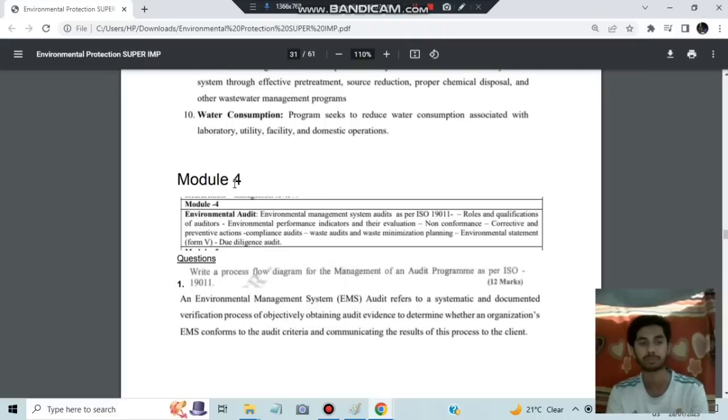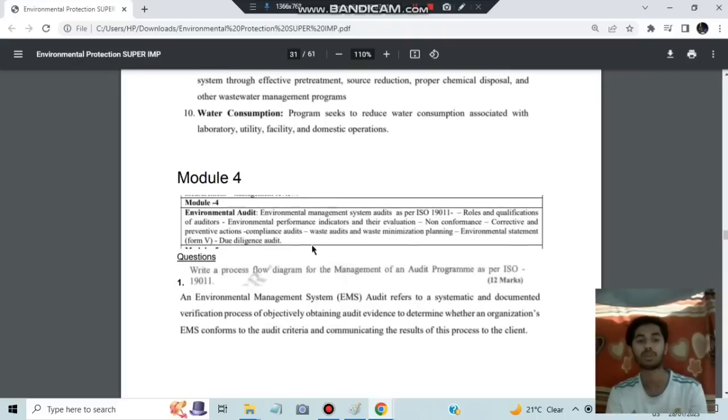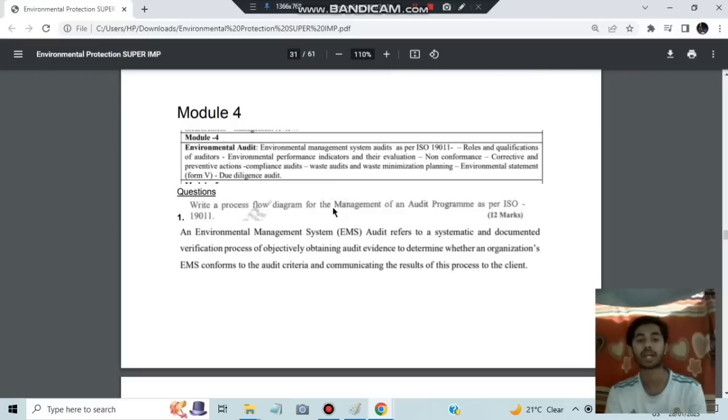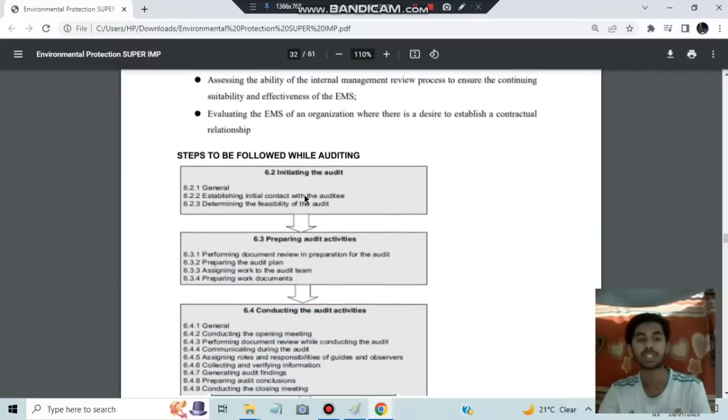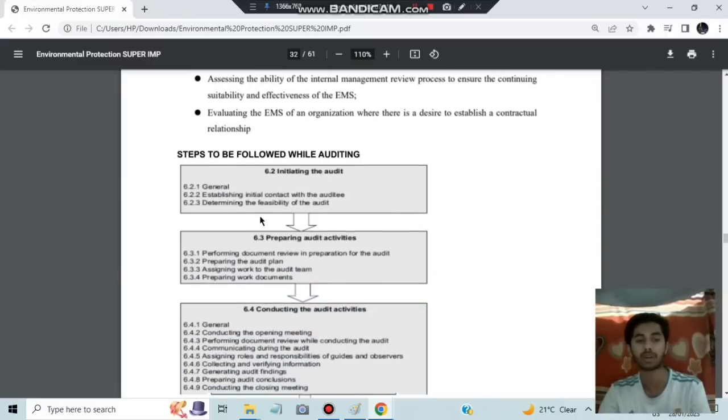Okay. Next, moving on to module 4, we have environmental audit. Documentation is the main thing here. So let's have a look. Write the process flow diagram for the management of an audit program as per ISO 19011. Okay, we have to draw a process flow diagram for management of an audit. Management of an audit means you'll be having an audit, how you'll be managing it. Okay, so the objectives are given here. These are the steps to be followed: establish an initial contact, perform the audit plan, assign the work, prepare the work.